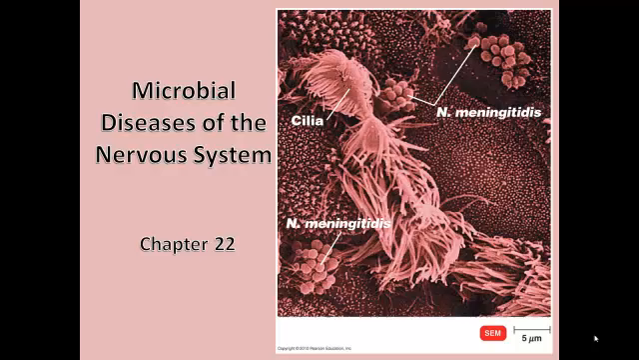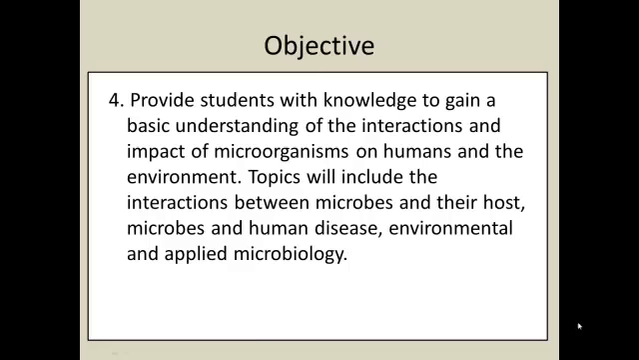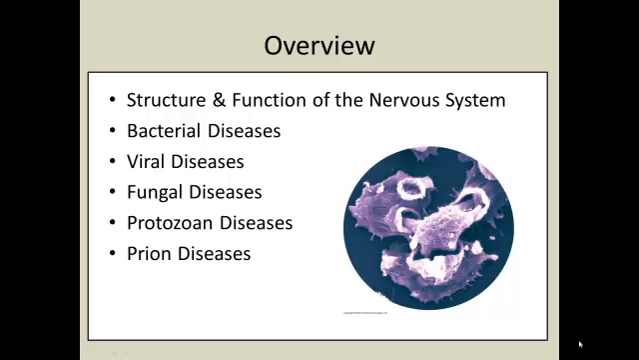Welcome to Chapter 22, Microbial Diseases of the Nervous System. This chapter fulfills Objective 4. I'm sure you're very familiar with it by now. In this chapter, we're going to discuss structure and function of the nervous system, bacterial diseases, viral diseases, fungal diseases, and protozoan diseases of the nervous system, and we're going to finish off with prions.